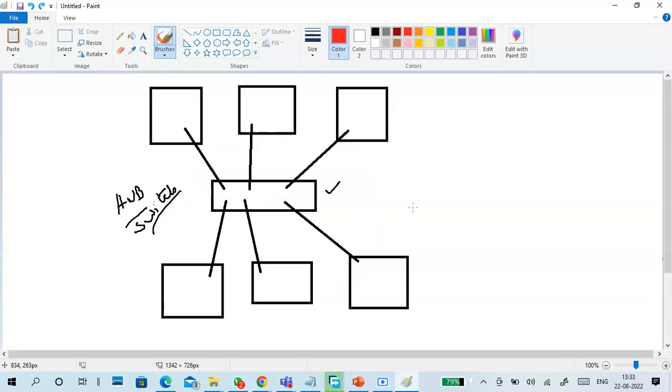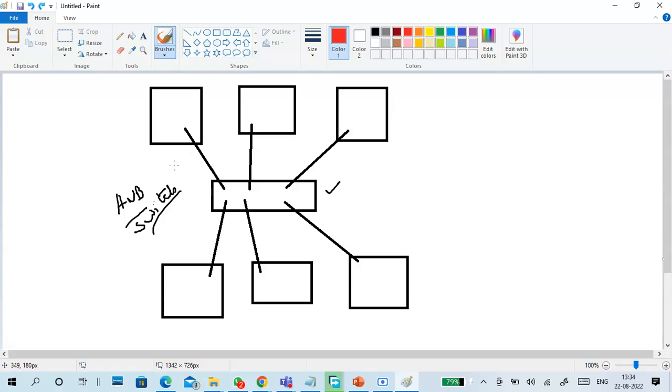Entire communication will be stopped. It is dangerous, right? But still, it is very easy to troubleshoot. Why is troubleshooting easy? We know where the problem is. Is it a wire problem, a device problem, or a hub or switch problem? We can easily understand by looking at the scenario.